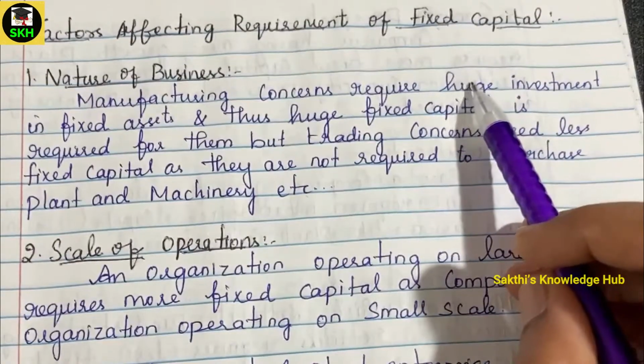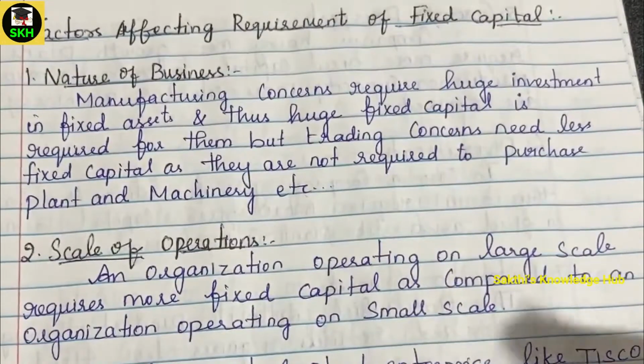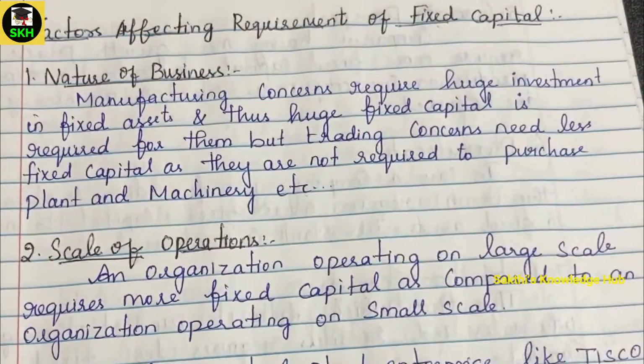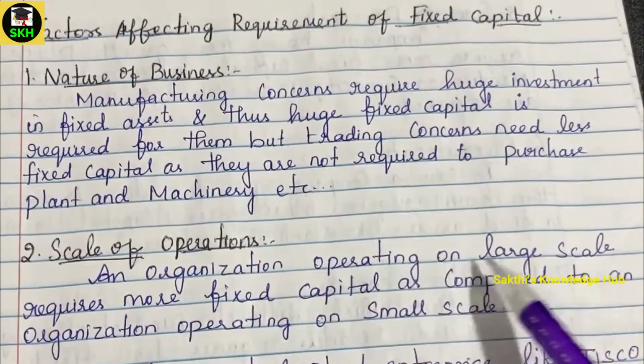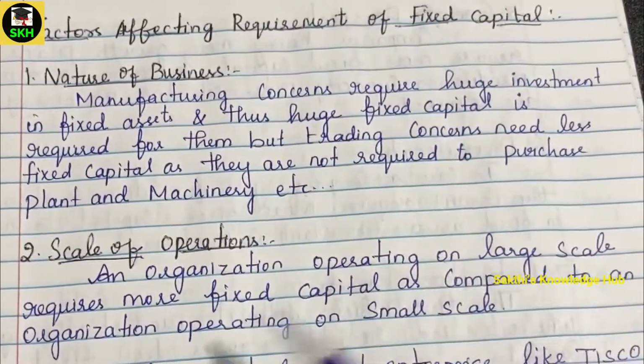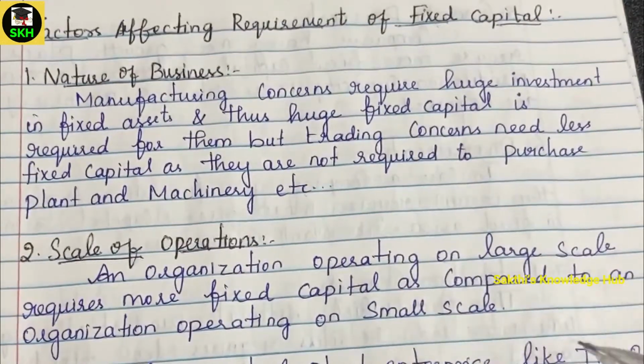And the second factor is scale of operation. What is the scale or level of operation we are doing, whether ours is large, medium, small or a very small scale? All this will be deciding the fixed capital requirement and its proportion. An organization operating on a large scale requires more fixed capital as compared to an organization operating on a small scale. So here we have two different situations.